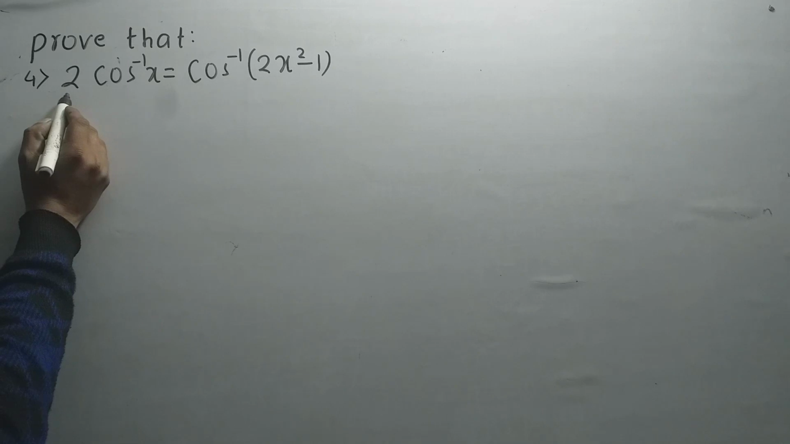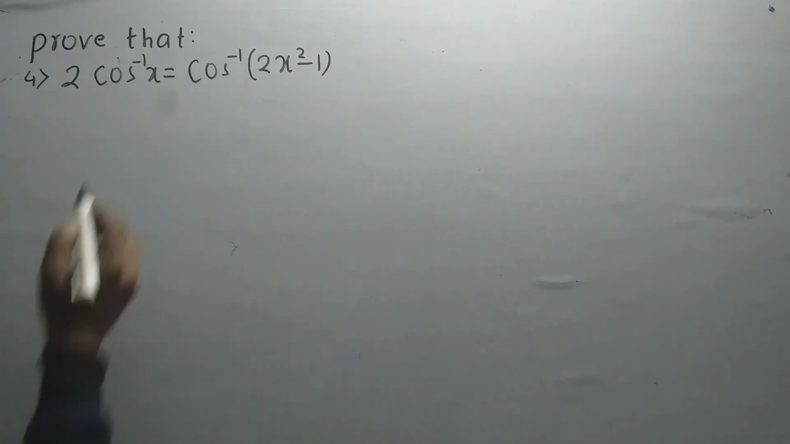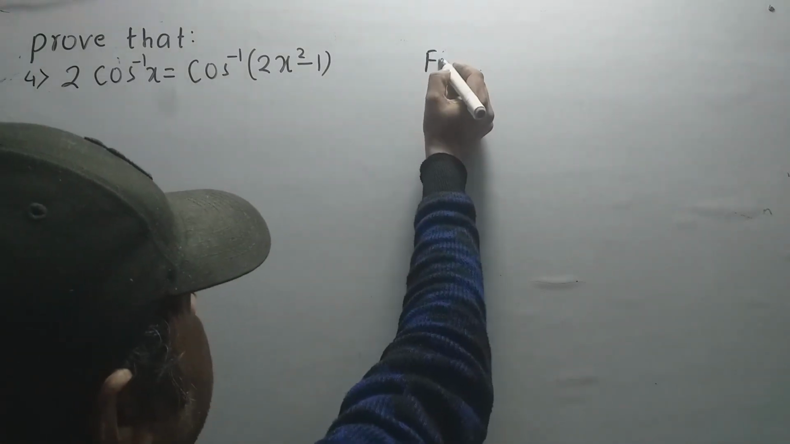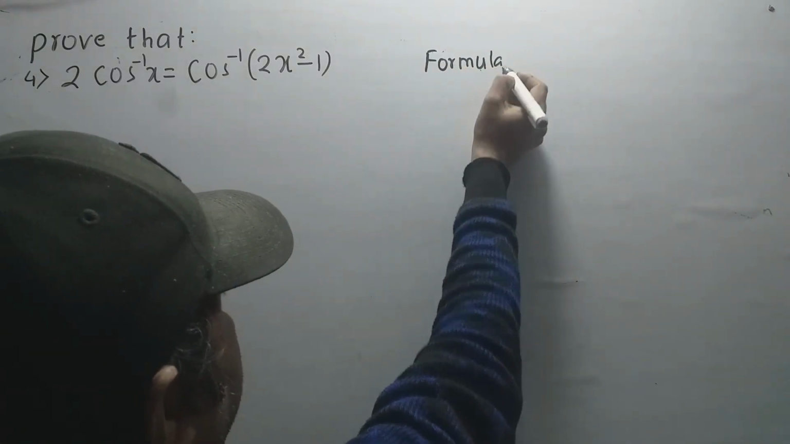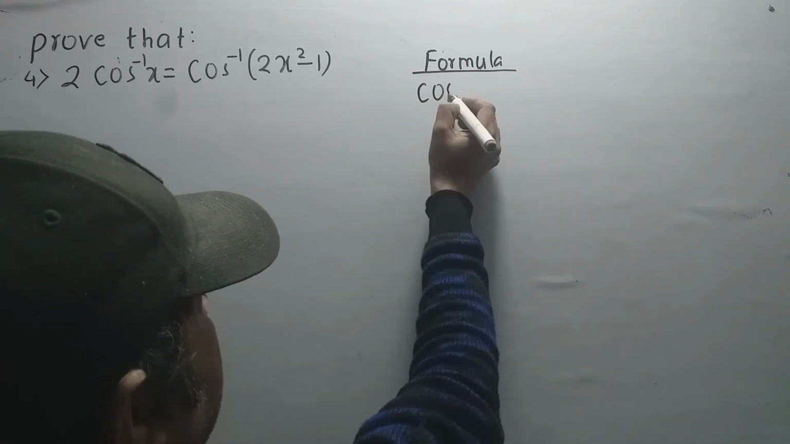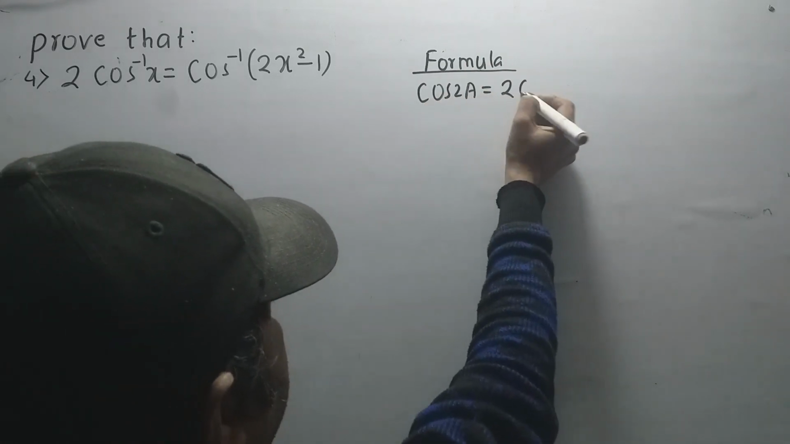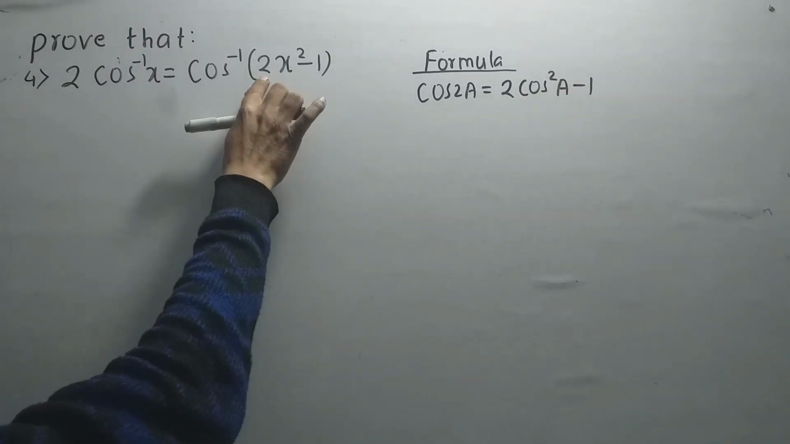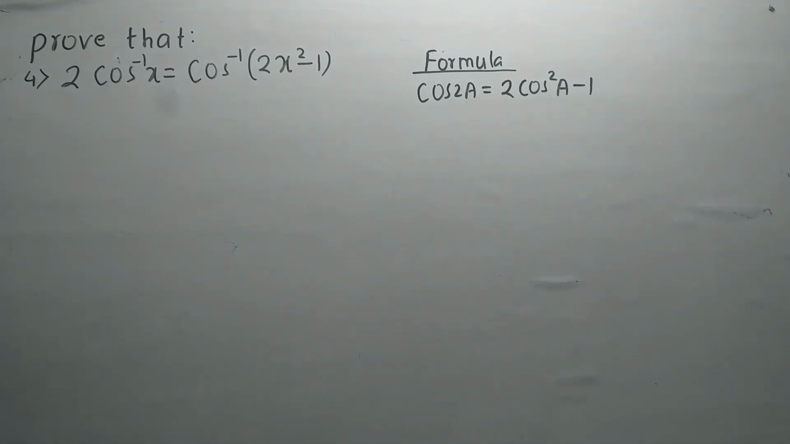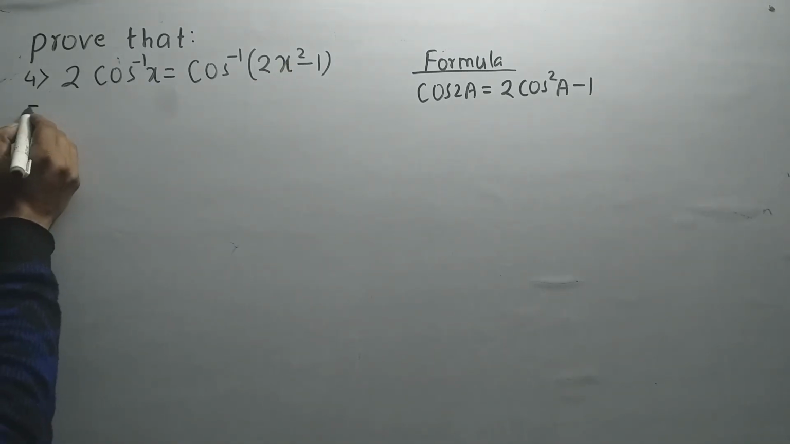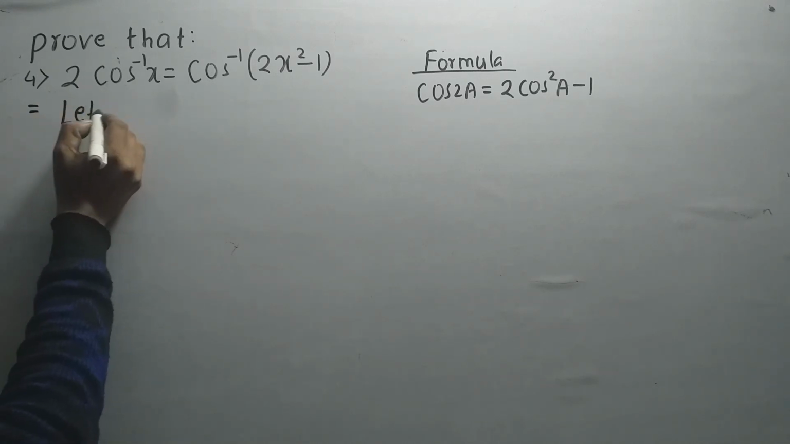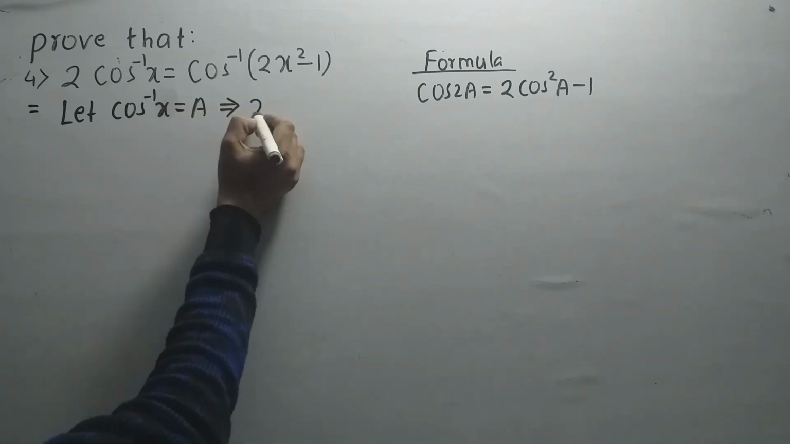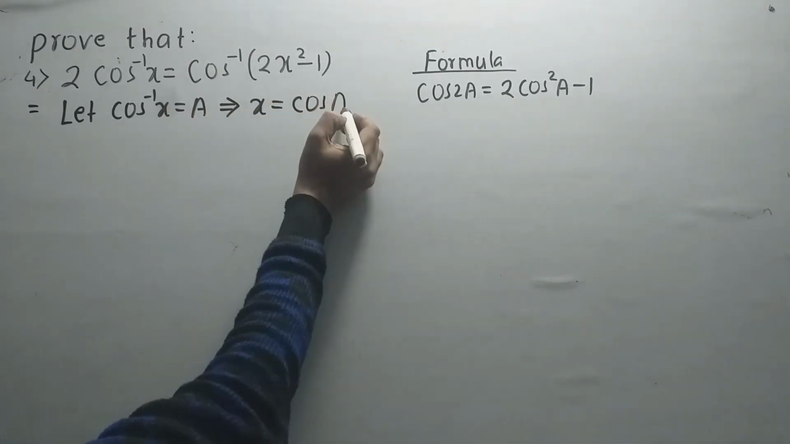Here you are asked to prove 2 cos inverse x equals cos inverse of 2x square minus 1. For this you need to know the formula first. You need to know the formula for cos 2a completely in terms of cos, that is 2 cos square a minus 1. It appears as 2 cos square a minus 1 if we assume that x is cos a. Here it contains only one variable. So write, let cos inverse x equals angle a. It implies that x equals cos a.